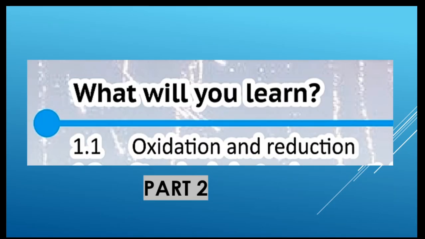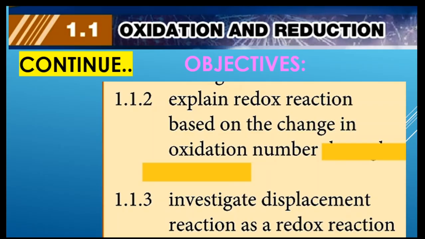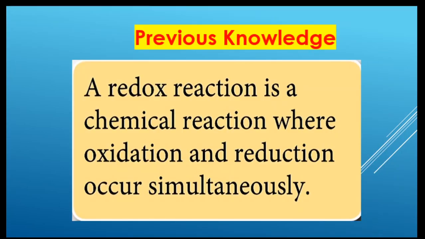So what will you learn? This is oxidation and reduction part 2. The objectives are to explain redox reaction based on the change in oxidation number and to investigate the displacement reaction as a redox reaction. For previous knowledge, you already know what redox is, right? Redox is where oxidation and reduction occur simultaneously in one reaction.